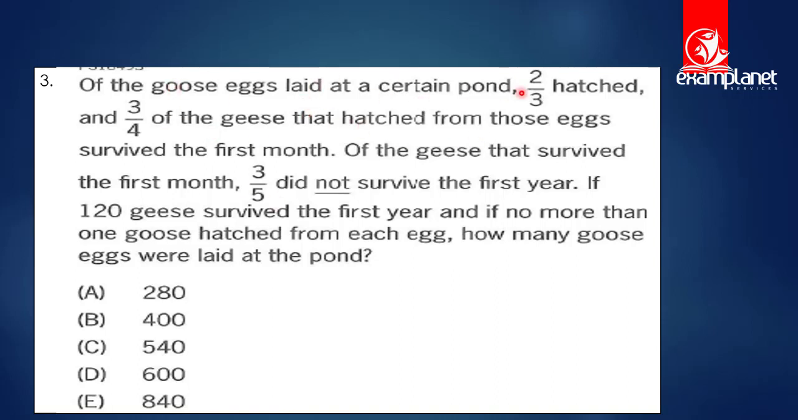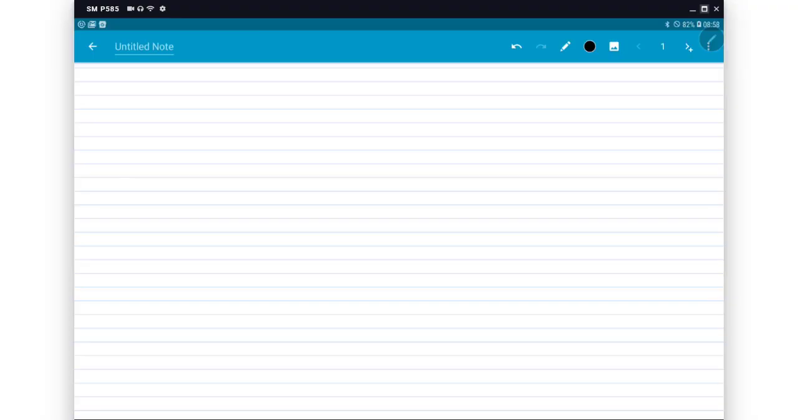Let's check. It says of the goose eggs laid at a certain pond, 2 over 3 hatched. So there are some eggs laid and we don't know their number. And as a matter of fact, that's what the question is asking, how many goose eggs were laid. So we would definitely need to represent the number of eggs laid by something. Usually we use x, as you know in mathematics. So for instance, we say number of eggs laid, let's say x. Okay, number of eggs laid, x.